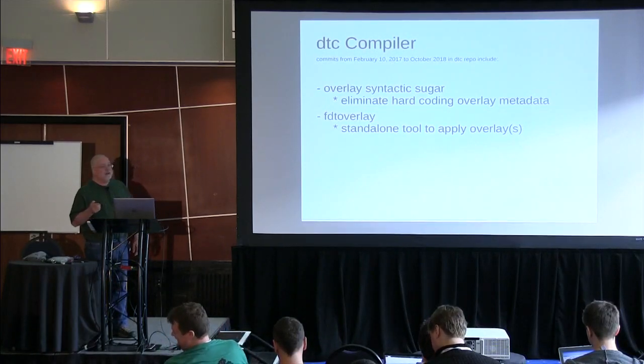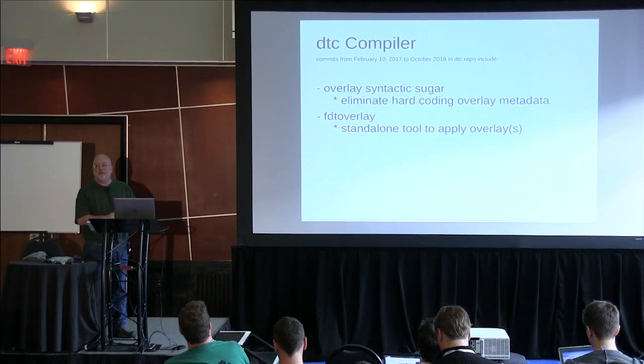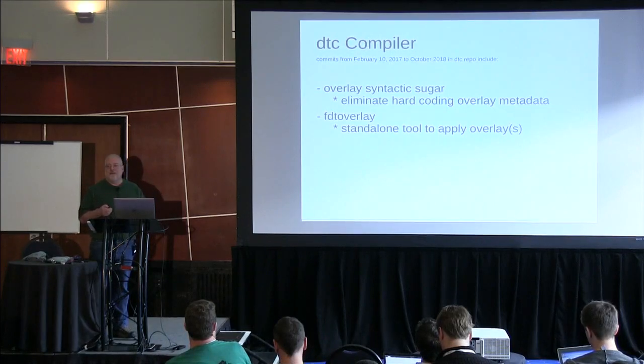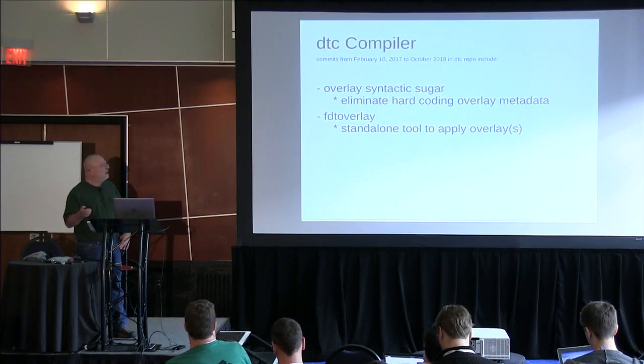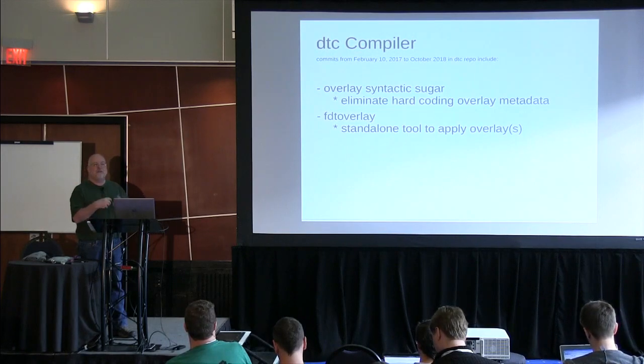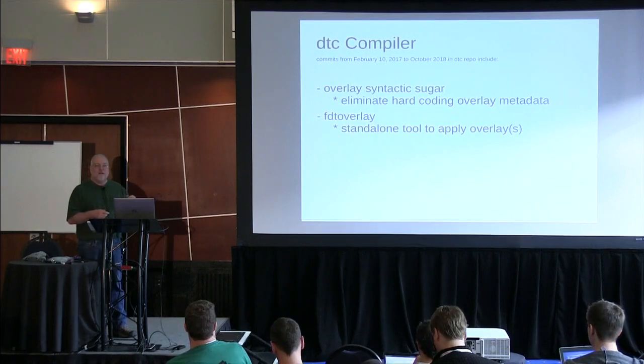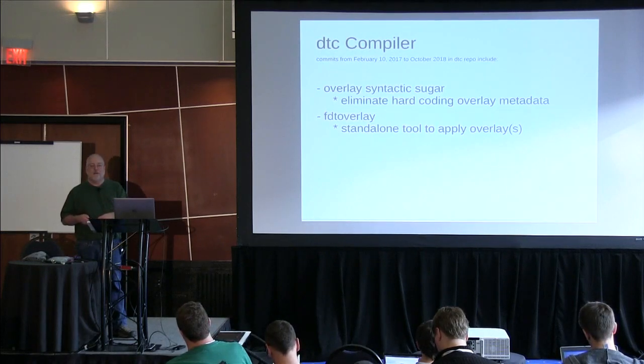There's been recent support added to the Devicetree compiler to make overlays easier to deal with. In the past, people have had to hand code all that metadata, things that people shouldn't have to worry about. It's not generally part of your purview to create that information. So that helps solve some problems. Another recent change in that tool tree is a new tool called FDT Overlay written by Pantelis. I've not looked at it, I've not reviewed it. We do not yet pull that into the kernel and build it in the kernel.